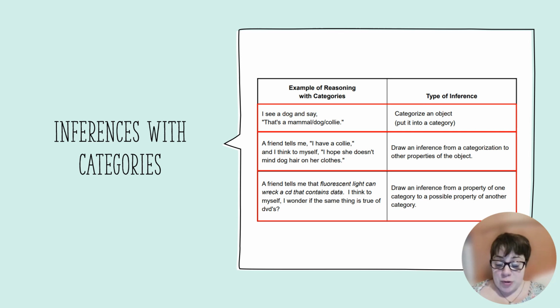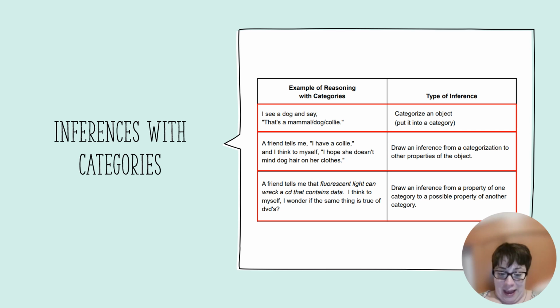And one of the most important purposes of categories is that they allow us to make different inferences. So, for example, if you see a dog and say that is either a dog or a mammal or a specific breed of dog, such as a collie or a rat terrier, right? The type of inference you're making is to categorize an object or put it into a category. But you can also do other things, right?